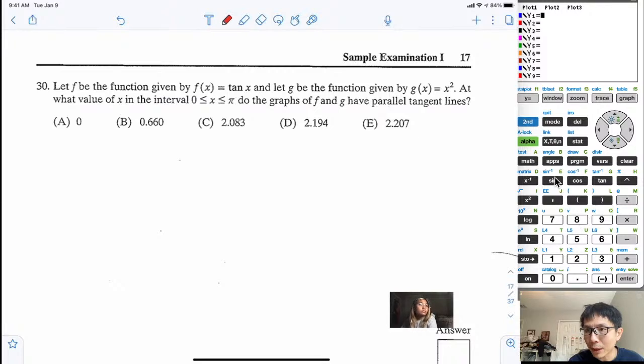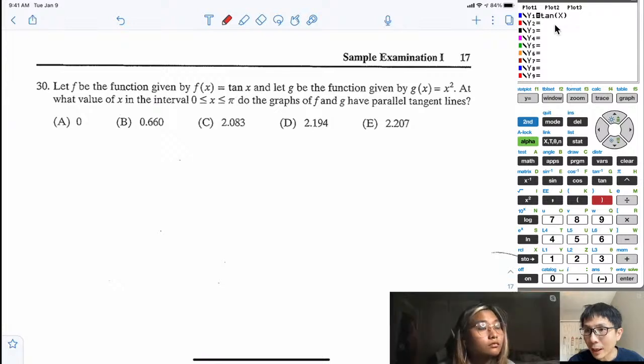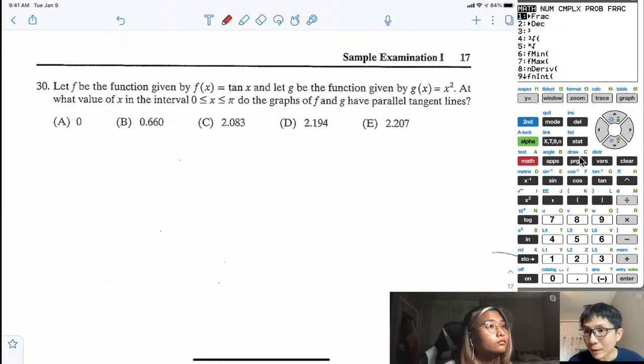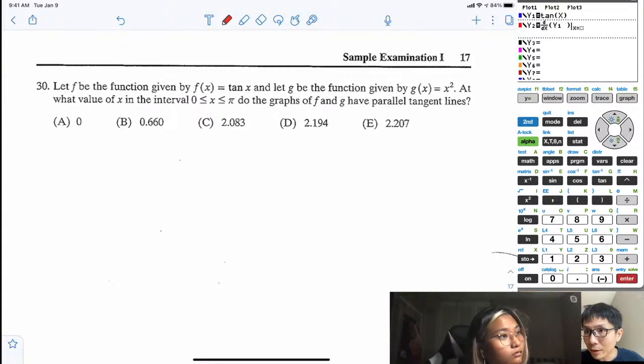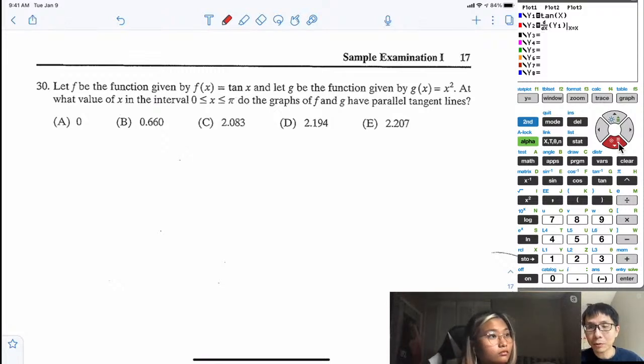So I'm going to do tangent of x, and I am going to go to the next line. So math, nDeriv of x, function y1 of x. So that means I'm graphing the derivative of tangent of x. And I'm not going to do the x squared, because I'm just going to say it's 2x. Is that okay? Because that's just easier.